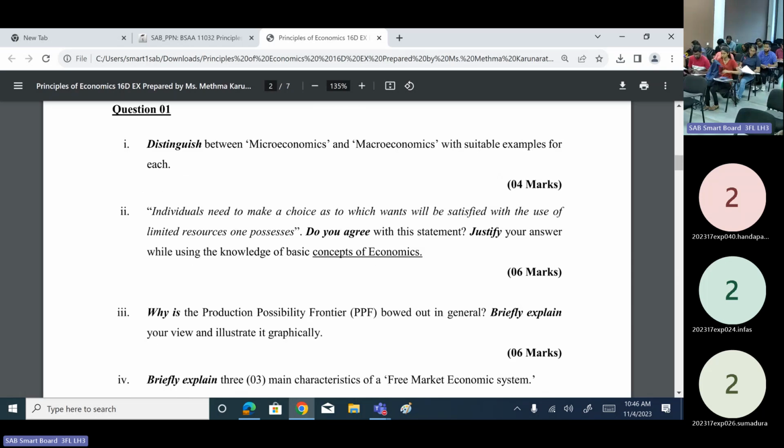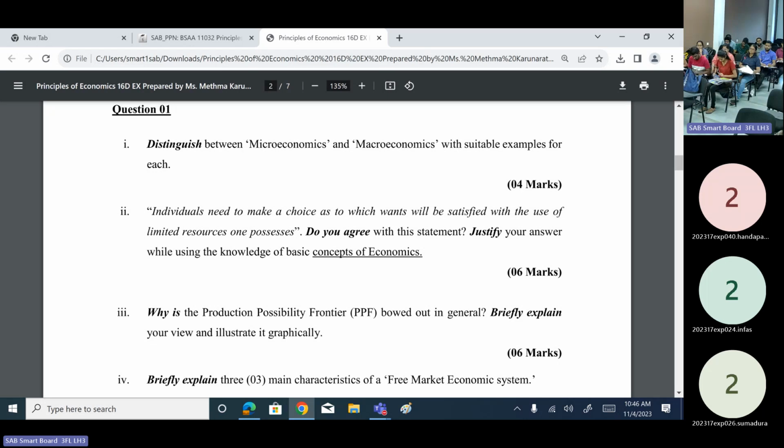Distinguish between microeconomics and macroeconomics, with suitable examples for each. Microeconomics is the study in relation to individual economic actors. Macroeconomics is the study of the overall economy in terms of aggregates, right? If that kind of meaning comes through your answer, you have to give an example each.